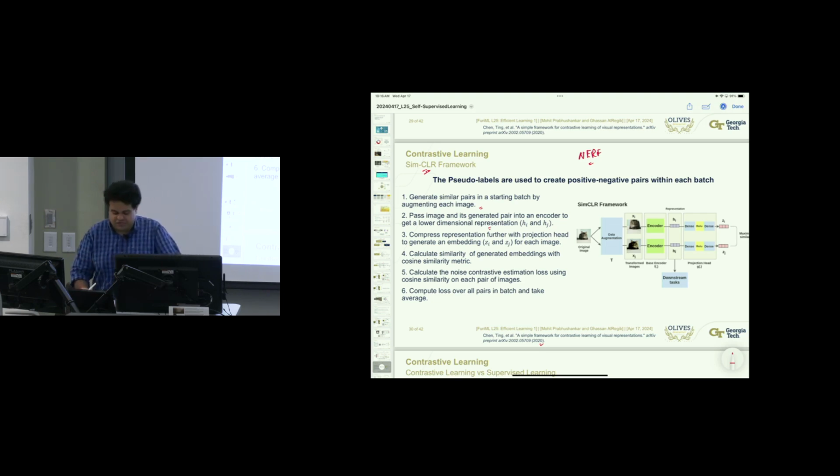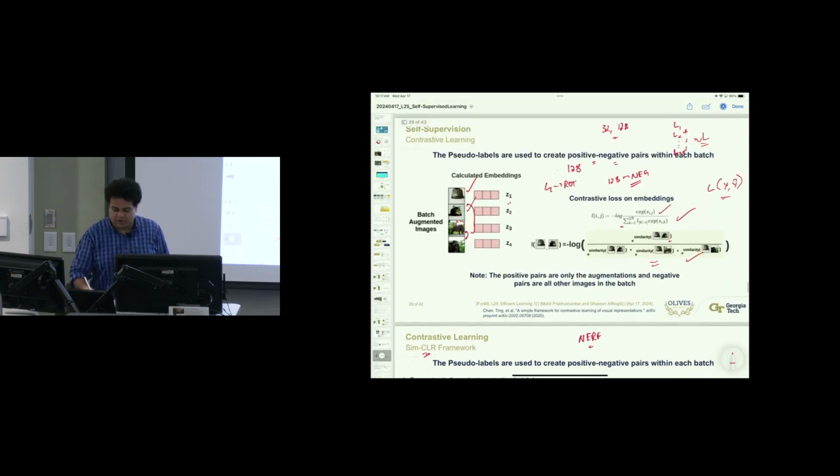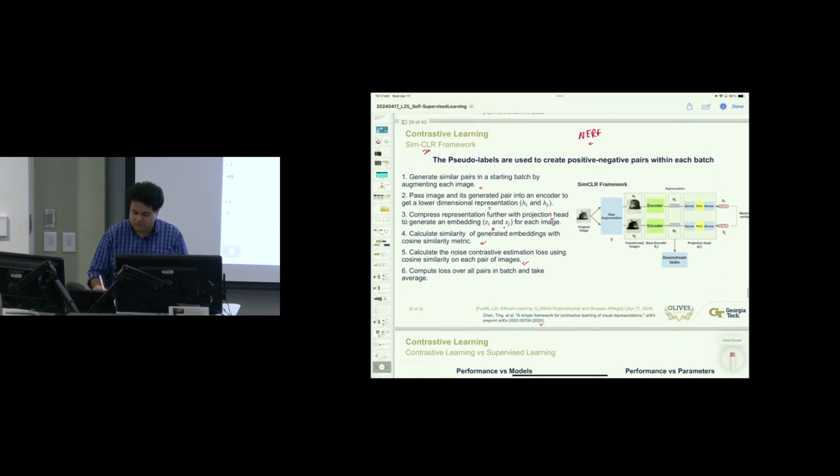So the compressed representations go further through a projection head to generate some kind of embedding. Projection head is something that we saw in the word embedding case, where given some kind of large latent dimensional representation, we construct a smaller dimensional thing, which is Zi and Zj. We calculate similarity of generated embeddings. We calculate the noise contrastive estimation loss, which is a previous loss that I showed, using cosine similarity on each pair of images. So essentially, when we talk about similarity, cosine similarity was the simplest thing that we can use, and that was what was used in the SimCLR paper. And we compute loss over all pairs in the batch and take an average, essentially.